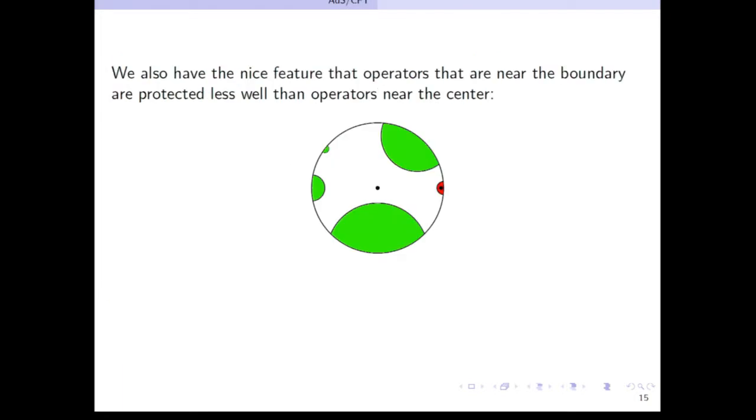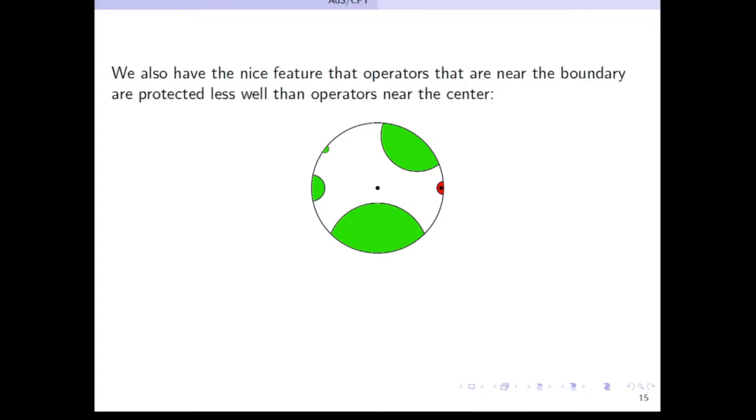Okay, so now this is related to what Catherine was asking. So indeed, we see that we have this nice feature that operators near the boundary are less well protected than operators near the center. So for example, this dot in the center, say I have this big green erasure here, well, so what? I can just reconstruct it going around this way, right? Or this big one here, well, I can just reconstruct it going around that way. So it's actually protected against quite large erasures. Whereas this one over here near the boundary, well, this tiny little red erasure is already enough to kill it.